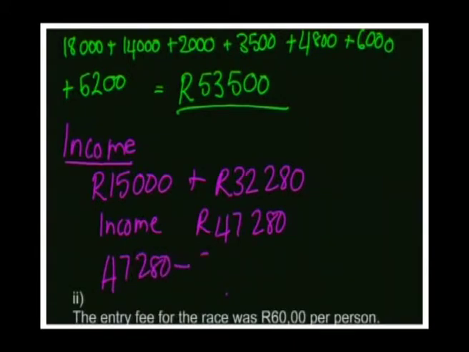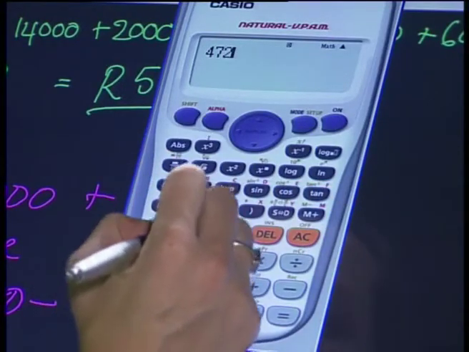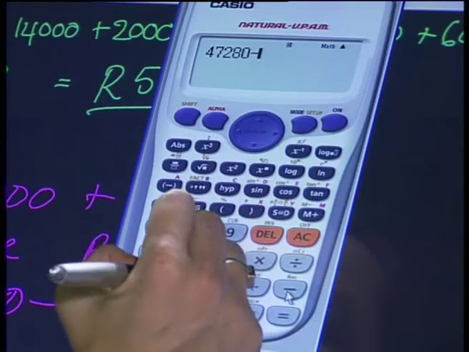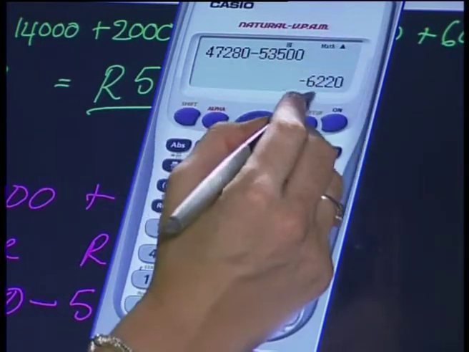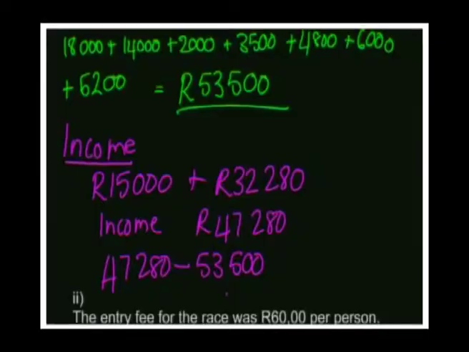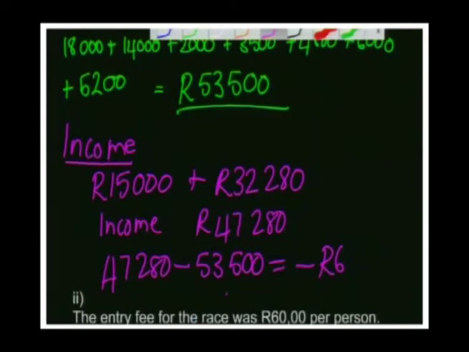47,280 minus 53,500. And if you have a look over here, we get a negative answer. So we get equals negative 6,220. That means that they are short by 6,220. They've overspent.